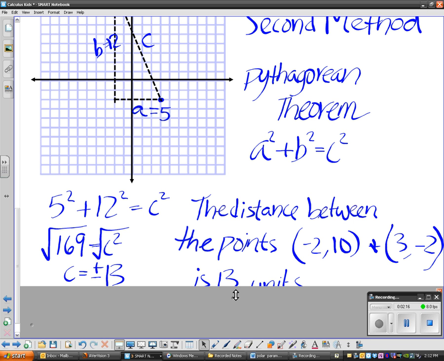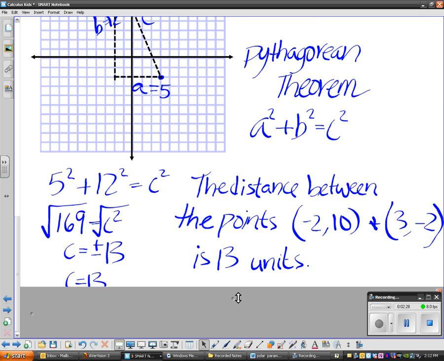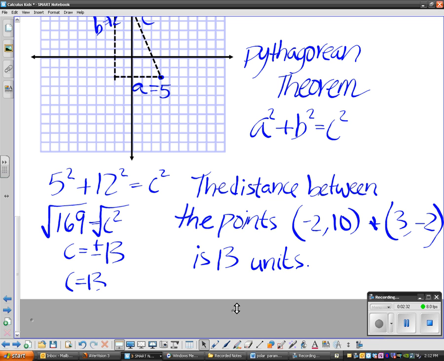And we get 5 squared plus 12 squared to equal 169 equals c squared, and then we're going to take the square root of both sides to get c as equaling plus or minus 13, just like we did in the previous method. So once again, we're not going to use the negative 13 because the distance cannot be negative, and therefore the distance between the 2 points, (-2, 10) and (3, -2), is 13 units. Good luck.